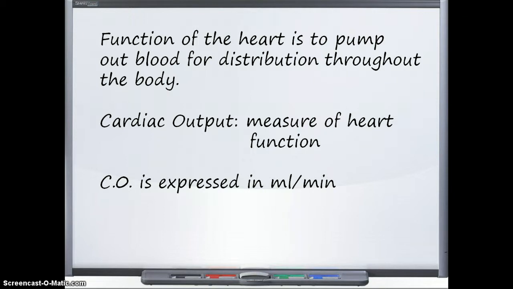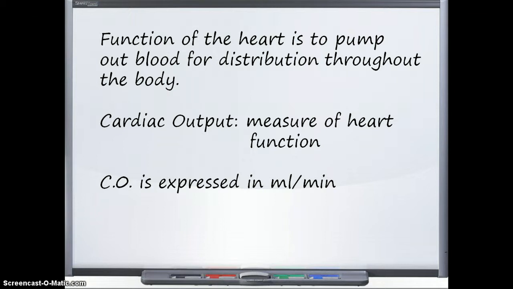I guess basically, at its simplest, the purpose of the heart is to pump out blood for distribution throughout the rest of the body, so that the blood that's circulating through your muscles, through your brain, through all of your internal organs, is blood that's distributed from the heart. And therefore, the singular function of the heart is really quite simple. It's to pump out blood.